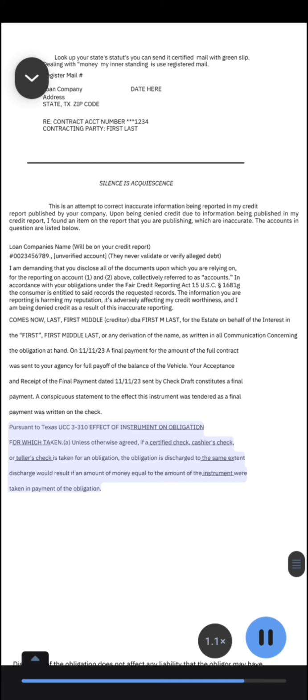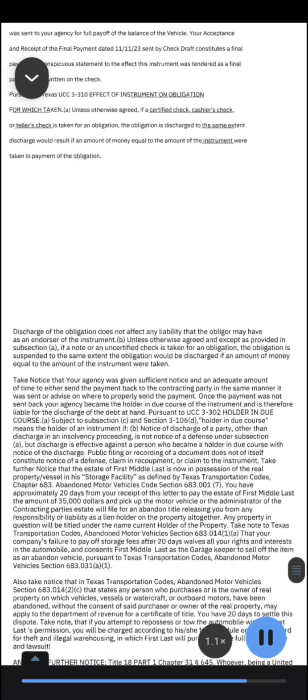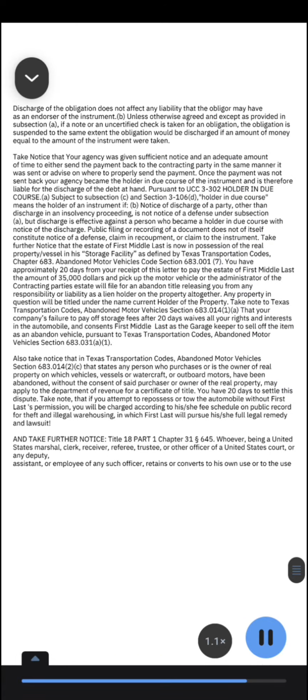Pursuant to Texas UCC 3.310, effect of instrument on obligation for which taken: unless otherwise agreed, if a certified check, cashier's check, or teller's check is taken for an obligation, the obligation is discharged to the same extent discharge would result if an amount of money equal to the amount of the instrument were taken in payment of the obligation. Silence is acquiescence. Discharge of the obligation does not affect any liability that the obligor may have as an endorser of the instrument. B. Unless otherwise agreed and except as provided in subsection A, if a note or an uncertified check is taken for an obligation, the obligation is suspended to the same extent the obligation would be discharged if an amount of money equal to the amount of the instrument were taken.